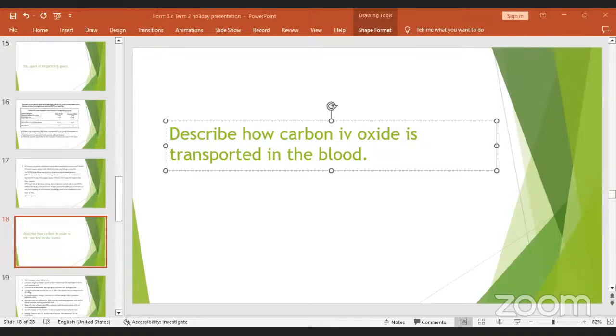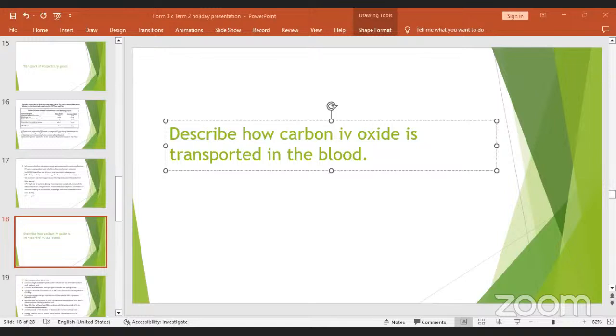In the form of weak carbonic acid in the plasma. That's very true. The third one is carbaminohemoglobin. Now, when you're asked how, then you identify those three. You have to know them.